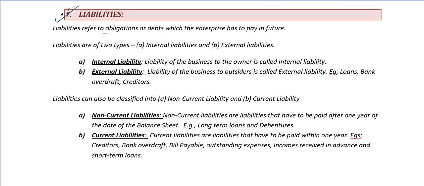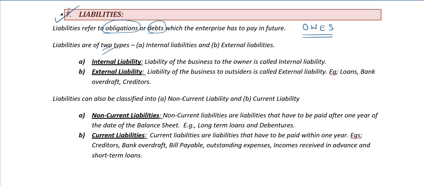Liabilities refer to obligations or debts which the enterprise has to pay in the future. So any amount which is owed by the company or the business to others is called liability. Whatever it owes to others, that is called liability.